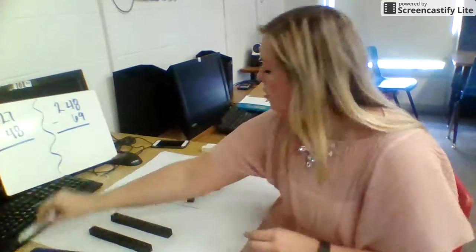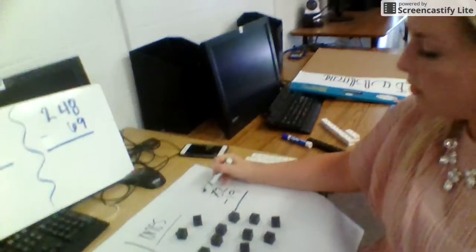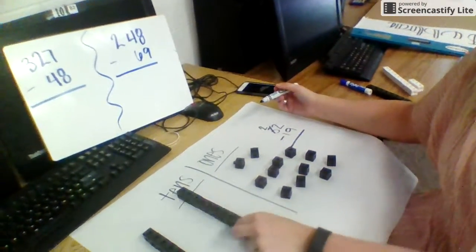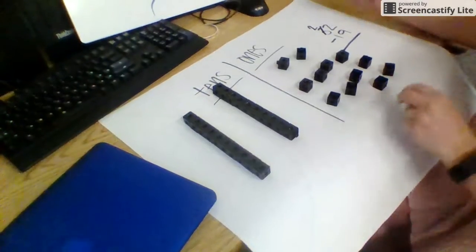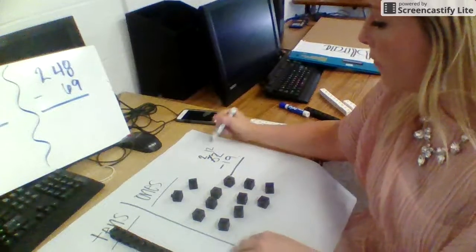So you took away from the tens. So right now we only have 2 tens left, if Miss Noonan showed them all. There we go. And we added 10 over here. So instead of a 2 right now, we now have 12.